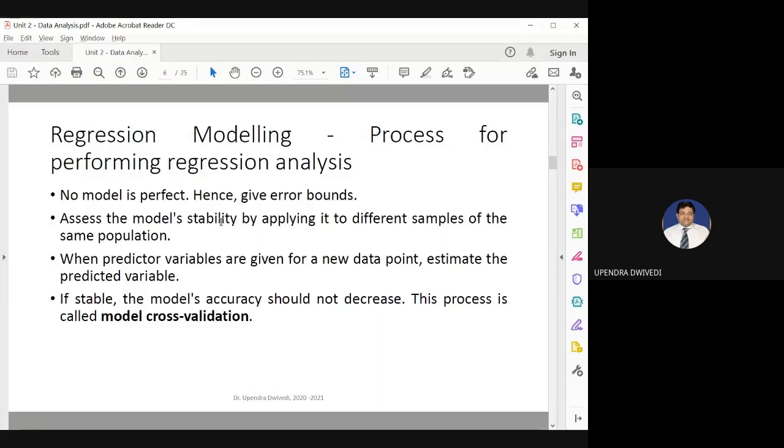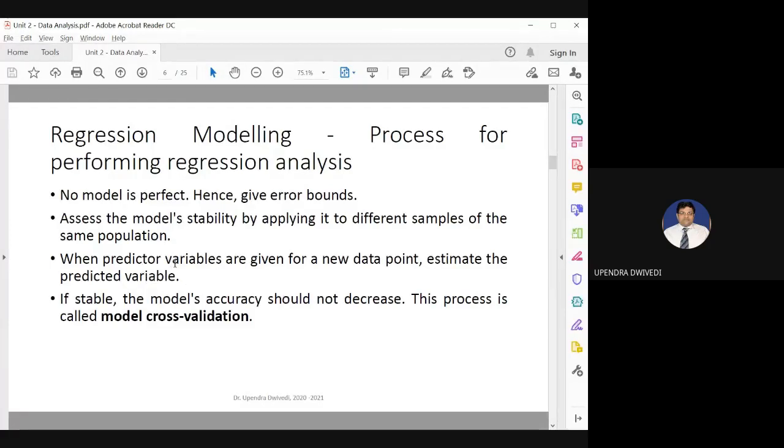Assess the model stability by applying it to different samples of the same population. Suppose you have developed a house expenses prediction for your own house, and after developing your model, you are very sure that your model is valid and reliable. It is giving an accurate prediction of more than 80%. Now you can take a data set from your colleagues, or from your friend's house, and check whether your model is giving the same stable accuracy or not. If it is different, it means your model is not good, and you have to select another model.